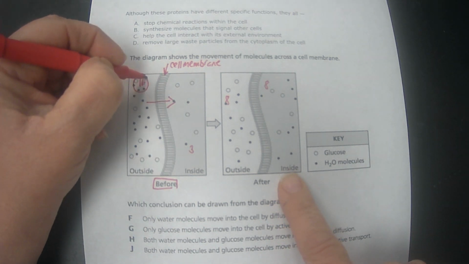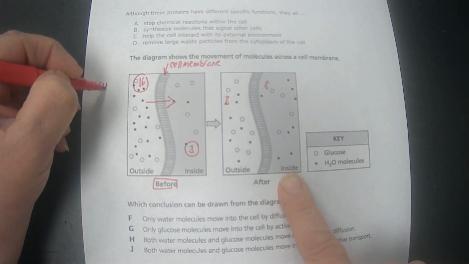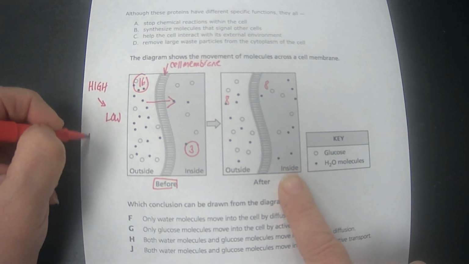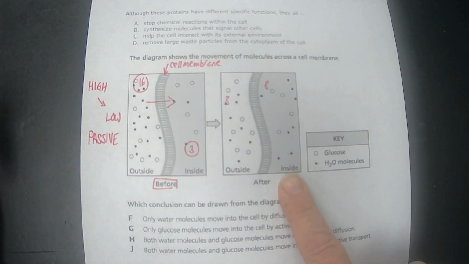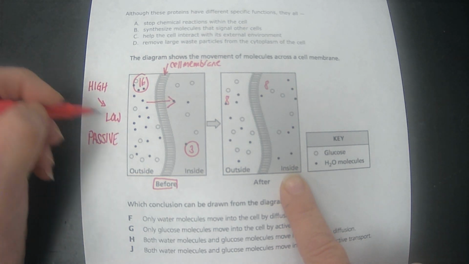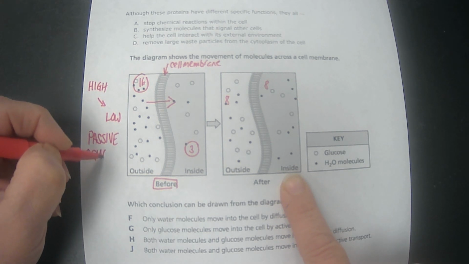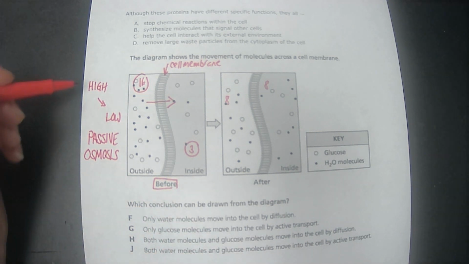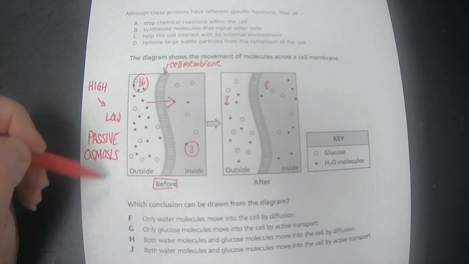So it's gone in that direction. I've gone from the high number to the low number, which means I'm going downhill. So I know that this must be passive. Okay, it's passive because when you go downhill, you don't need any energy. And because I'm talking about water molecules, I also know that this is osmosis, because osmosis is the way water molecules move from where there's more water to where there's less water, from high to low.